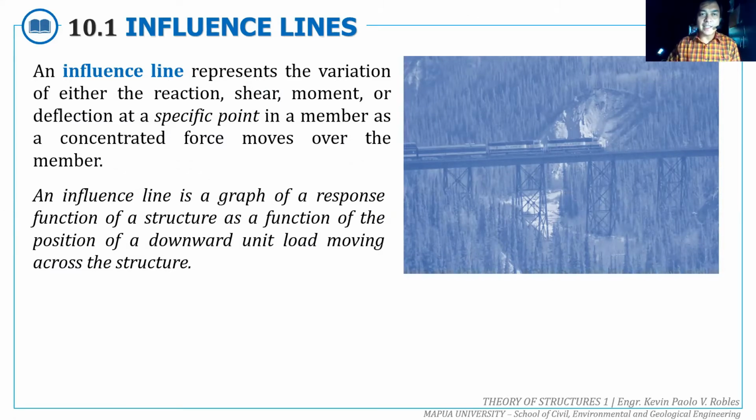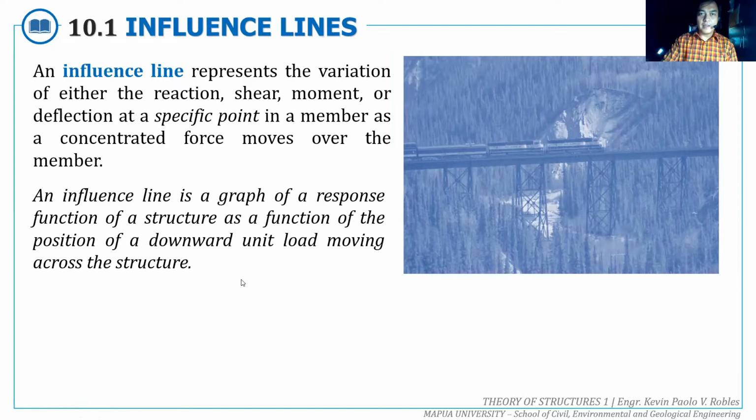So influence line is actually a diagram, or it could be a graph wherein you could see the variation of the reaction. It could be a reaction, or it could be a shear, or it could be a moment at a specific point due to a varying location of a unit load. Okay, so from this definition also, an influence line is a graph of a response function of a structure as a function of the position of a downward unit load moving across the structure.